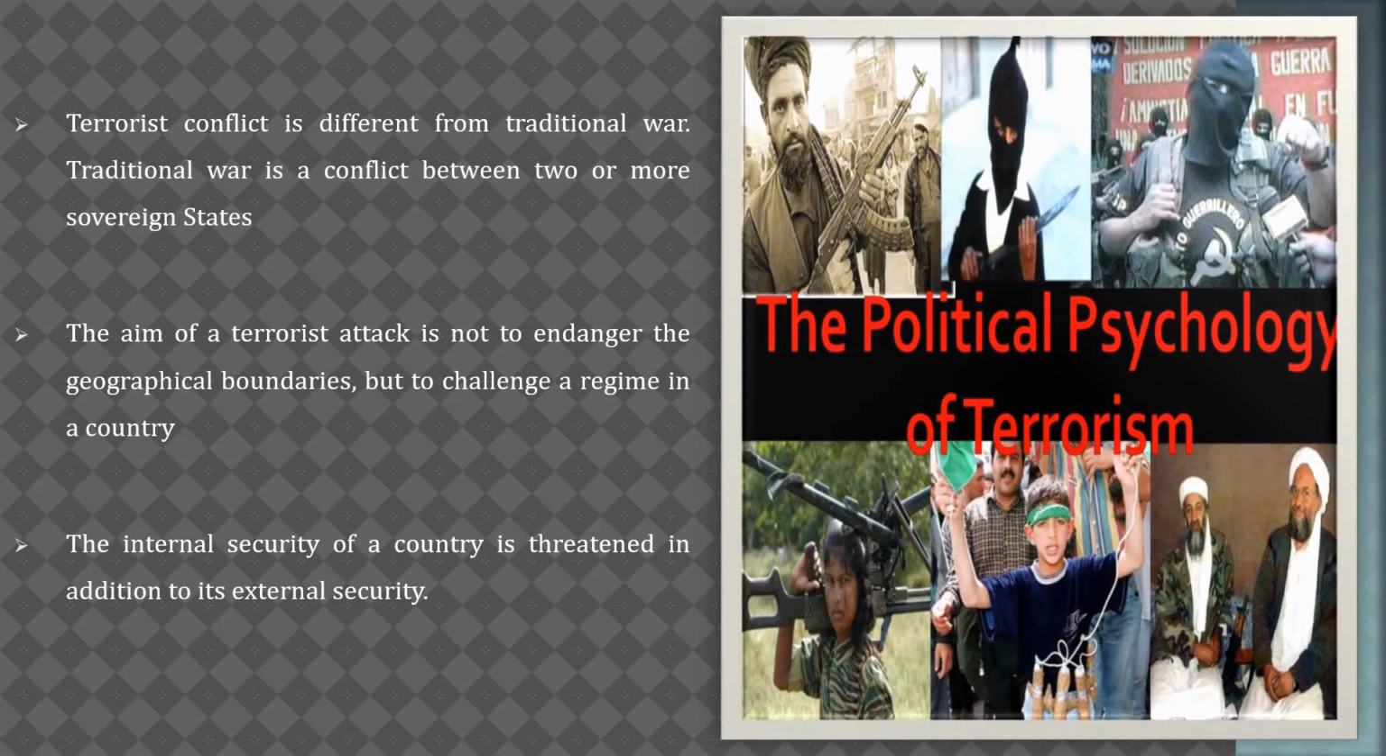Terrorist conflict is different from the traditional war. Traditional war is a conflict between two or more sovereign states. In such war, the geographical boundaries between nations acquire importance. That is, national security is connected with geographical boundaries. On the other hand, in the case of terrorism, terrorist groups can cause violence in any part of the world from anywhere in the world.